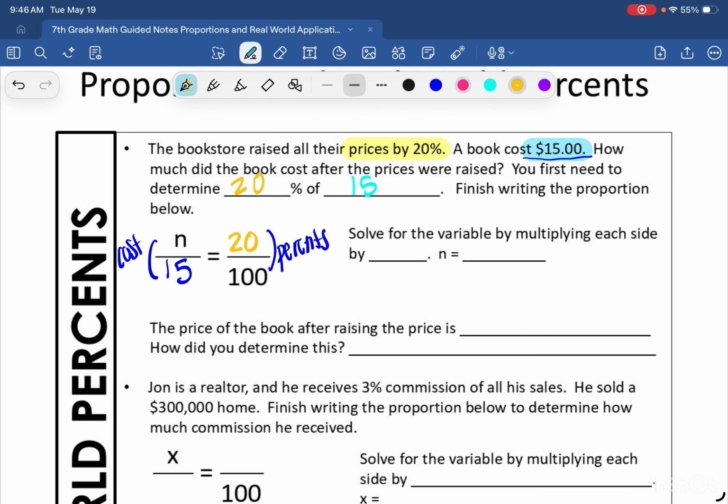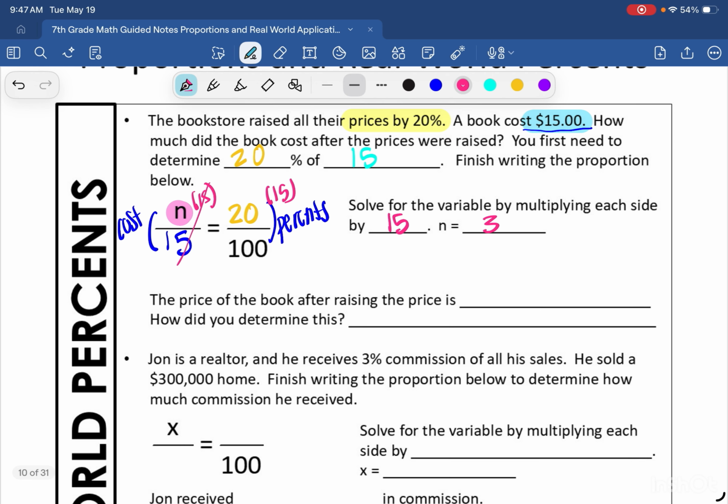My variable is already in the numerator right there. So if I multiply each side by 15, then I can figure this out because these will cancel out. So solve for the variable by multiplying each side by 15. Then I have 20 times 15 divided by 100, and that is going to be 3. The price of the book after raising the price is, well, it was $15 plus $3, so that gives me $18. And then it asked me how I determined this, and I added the increase to the original price.